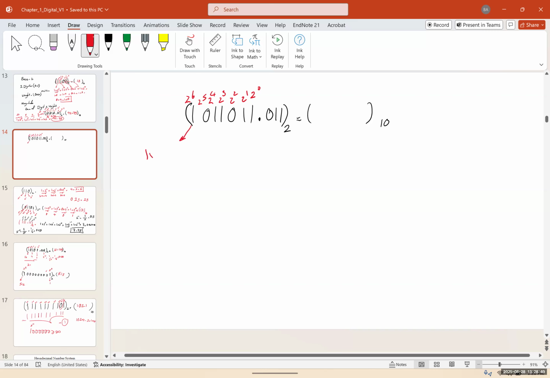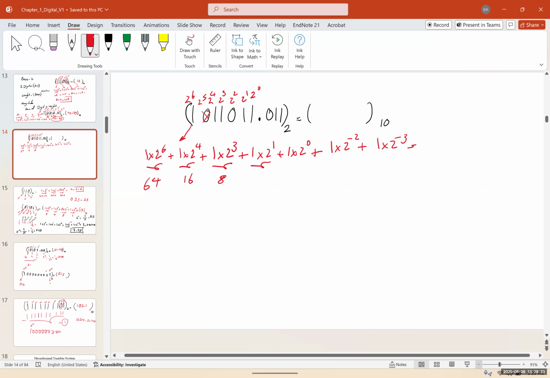So 1 times 2 to the power of 6 plus 1 times 2 to the power of 4, because the digit at 2 to the power of 5 is 0, plus 1 times 2 to the power of 3, plus 1 times 2 to the power of 1, plus 1 times 2 to the power of 0, plus 1 times 2 to the power of -2, plus 1 times 2 to the power of -3. 2 to the power of 6 is 64. 2 to the power of 4 is 16. 2 to the power of 3 is 8.